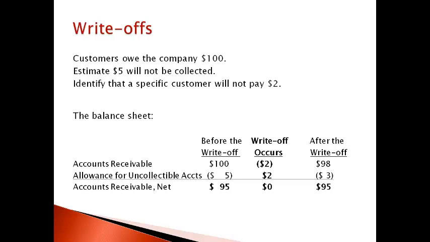The amount of the write-off is removed from accounts receivable and removed from the allowance for uncollectible accounts. The net accounts receivable remains the same because both accounts change by the same amount. The change to the net occurred when the company estimated the bad debt expense and increased the allowance account. At the time of the write-off, accounts receivable net does not change. The write-off was accounted for and reported when the company estimated the $5 would not be collected.